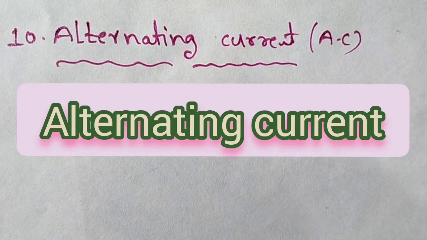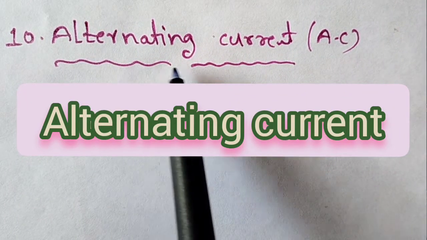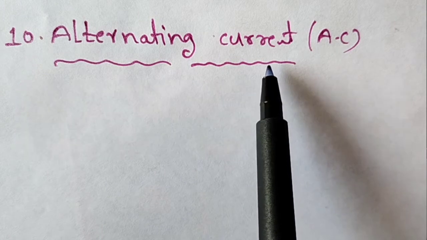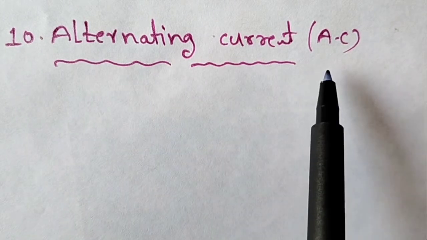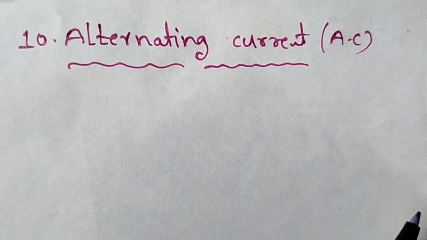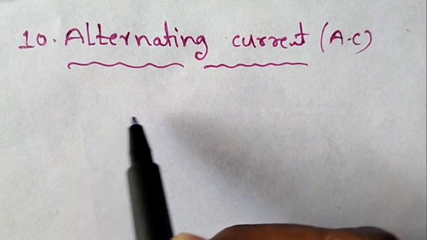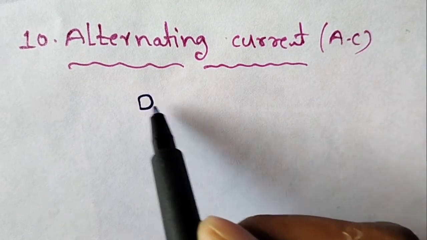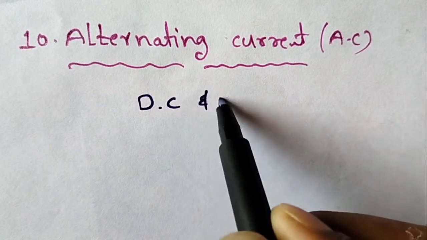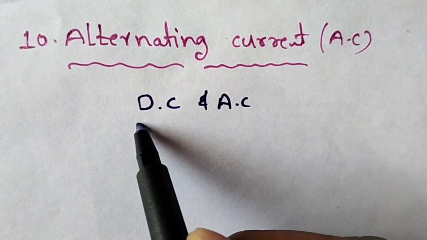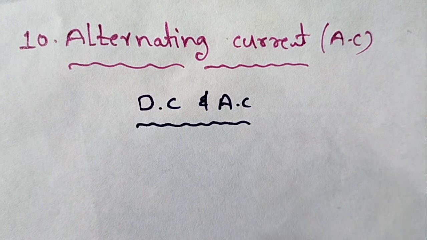Good morning friends. Today we discuss alternating current, the second year topic, 10th chapter, AC current. First I will discuss what is the difference between DC and AC. DC and AC, right? So what is the difference between DC and AC?